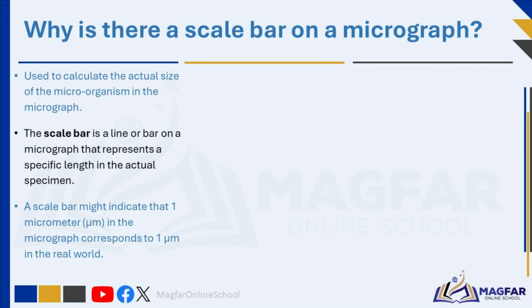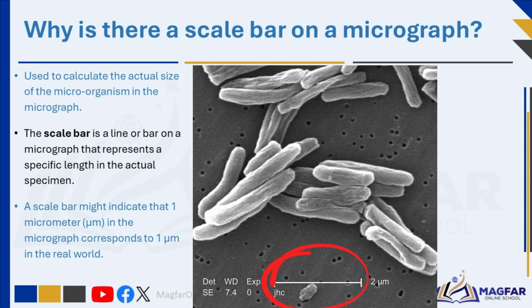Why is there a scale bar on a micrograph? In many cases, a scale bar is given with a micrograph. This scale can be used to calculate the actual size of the microorganism in the micrograph. The scale bar is a line or bar on a micrograph that represents a specific length in the actual specimen. It helps to understand the real size of the magnified object. For example, a scale bar might indicate that 1 micrometer in the micrograph corresponds to 1 micrometer in the real world.